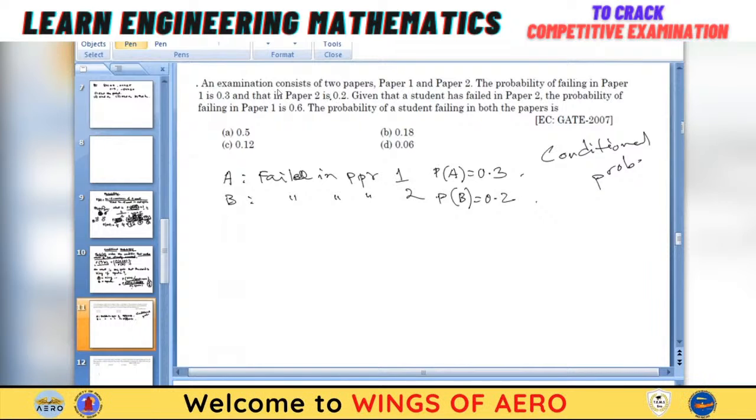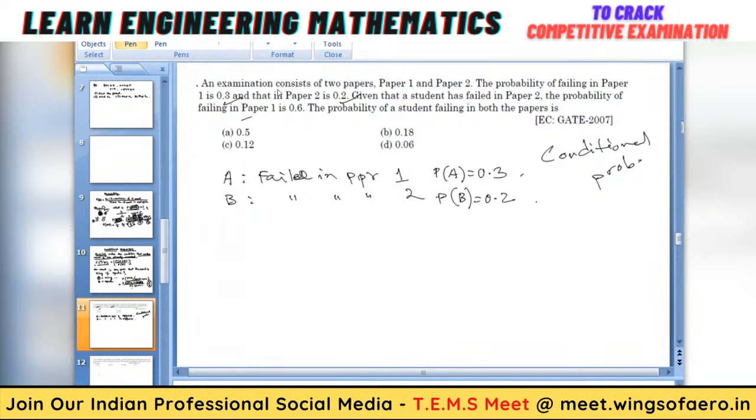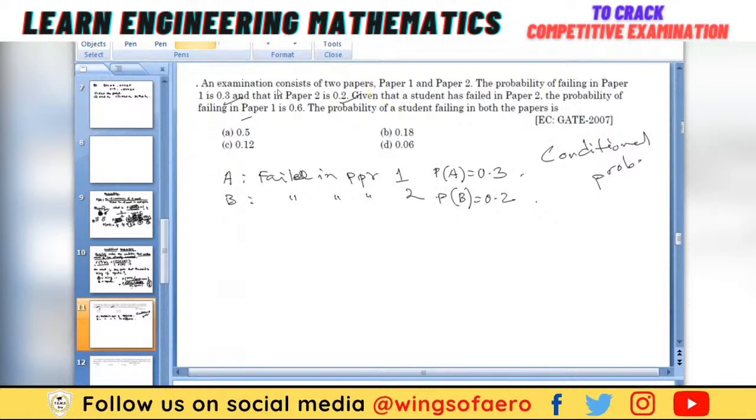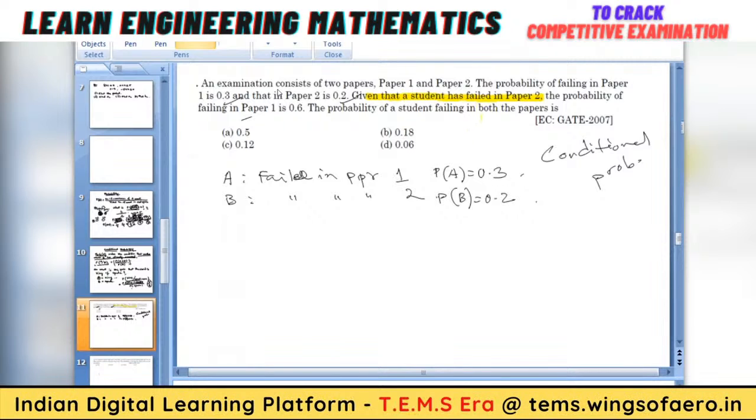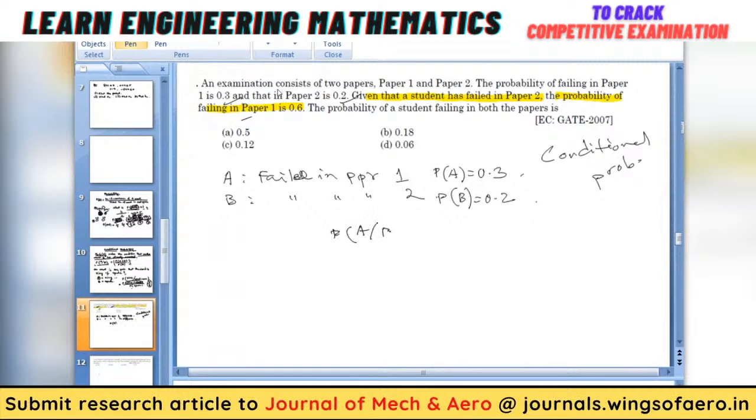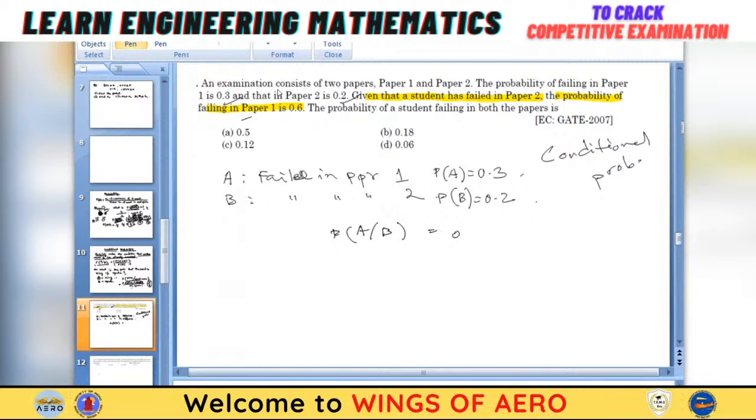Look at this from the first statement. Paper 1 fail, probability is 0.3. Paper 2 fail, probability is 0.2. Given that a student has failed in paper 2, the probability of failing in paper 1 is 0.6. What does it mean? The student has already failed in paper 2. Then the probability of failing in paper 1 is 0.6. It means probability of A given B. A is the probability of failing in paper 1 under the condition that the student already failed in paper 2. So A given B is 0.6.